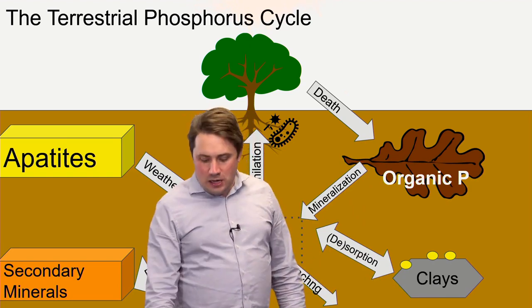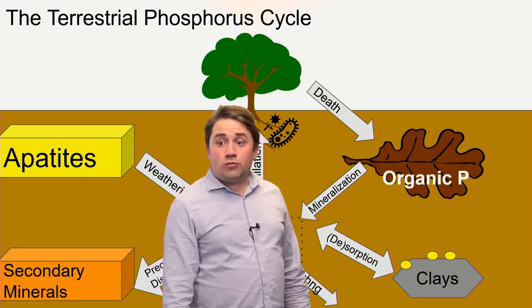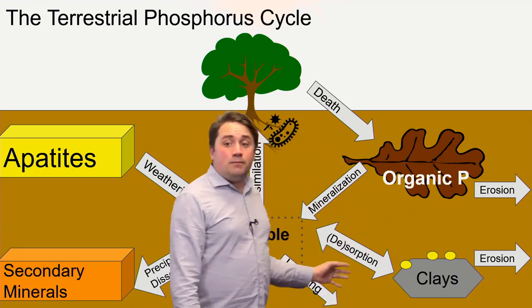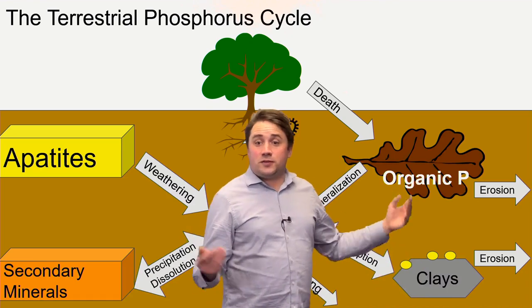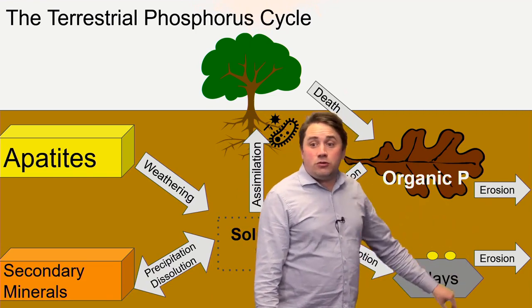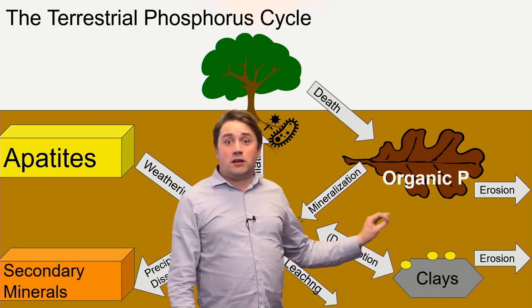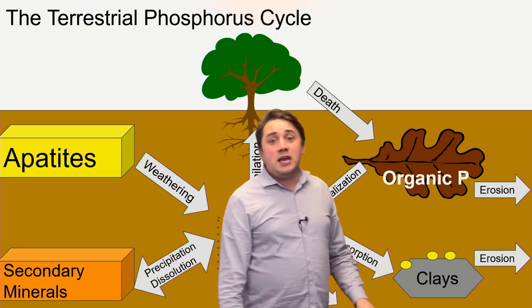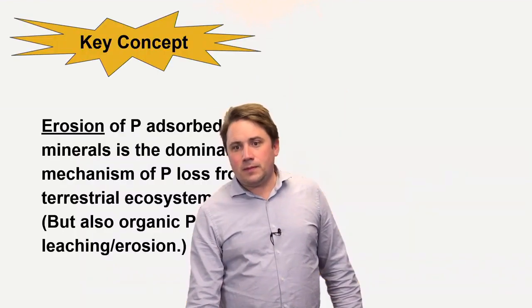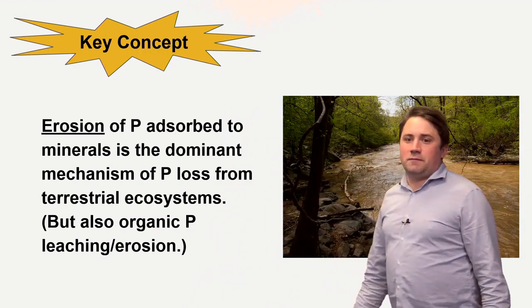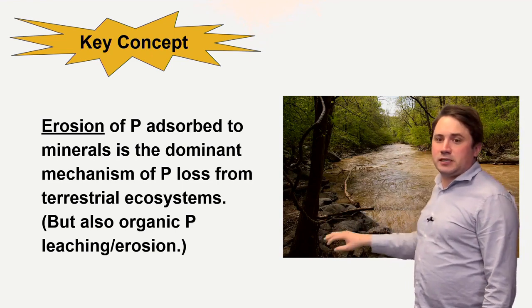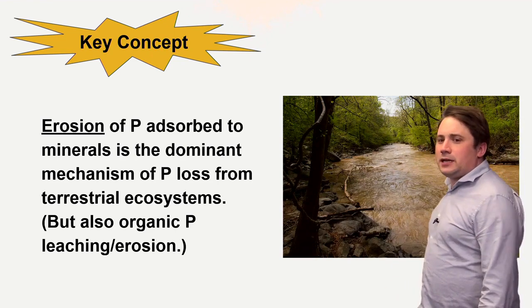What can happen to those? Well, these can just erode from the landscape. Both organic phosphorus and clay particles in heavy rainstorms, for instance, can just get swept off the land surface. And this erosion mechanism, the erosion of non-soluble phosphorus, phosphorus that's bound up in one of these forms, is the dominant mechanism by which ecosystems lose phosphorus. So just to sum this up, erosion of P adsorbed to mineral surfaces is the dominant mechanism of loss from terrestrial ecosystems, but also some organic P plays into that here, too.